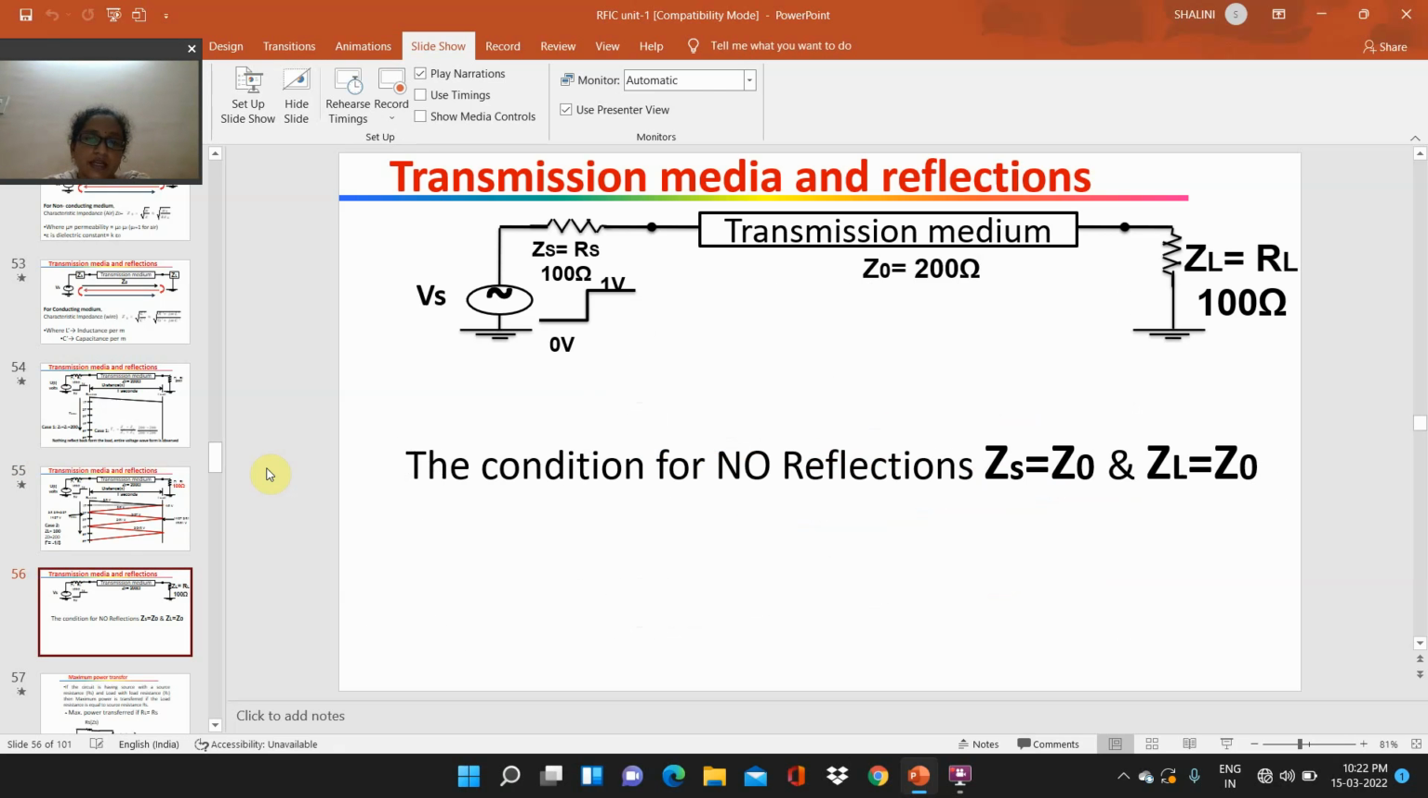Next, the condition for no reflection. No reflection means there should be perfect transmission, and maximum power will be transferred from the source to the load. So ZS is equal to Z0, and ZL is equal to Z0. ZS is equal to ZL is equal to Z0.